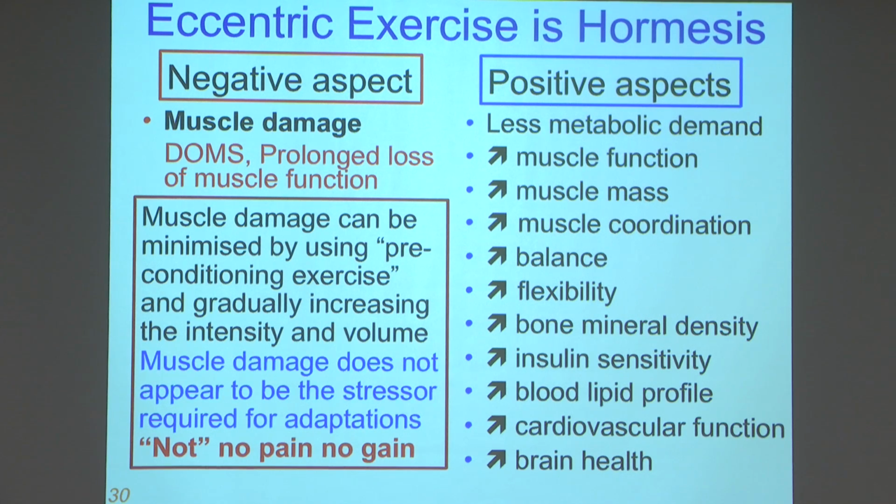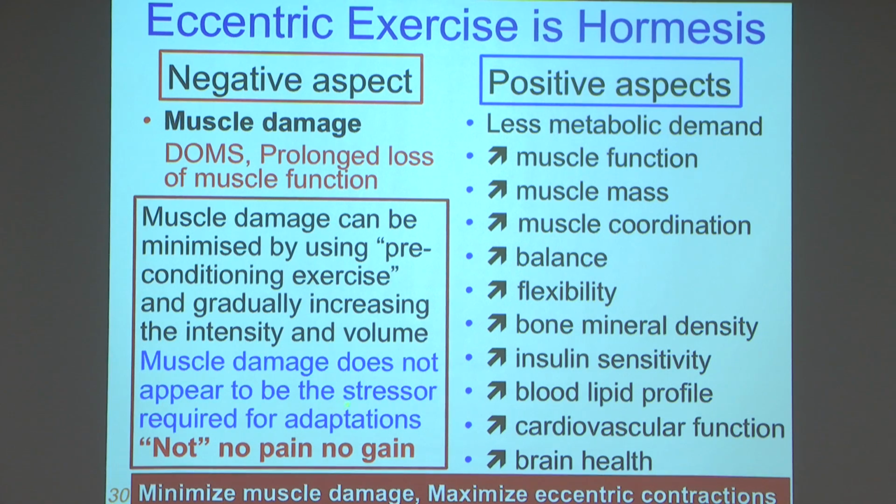We also found that the brain is activated more during eccentric than concentric exercise. For example, we did a study comparing descending stair walking versus ascending stair walking. The descending stair walking group showed better improvement of cognitive function in elderly people. So we need to minimize muscle damage, but maximize the use of eccentric contraction to improve health and fitness.